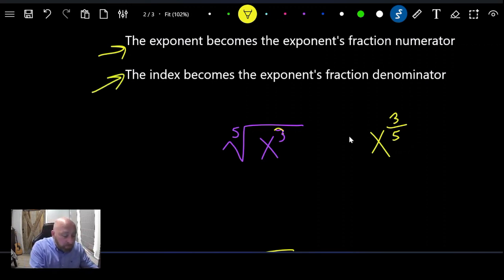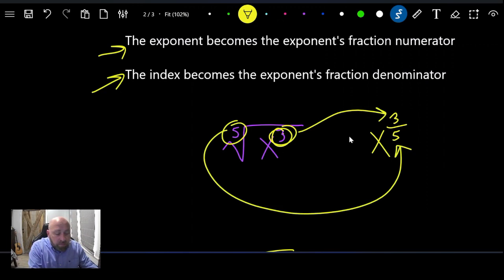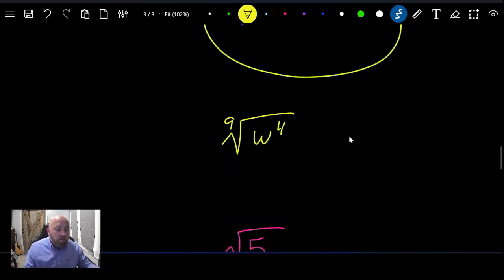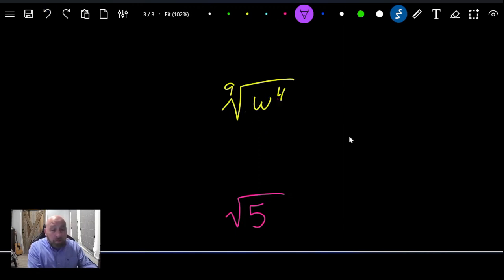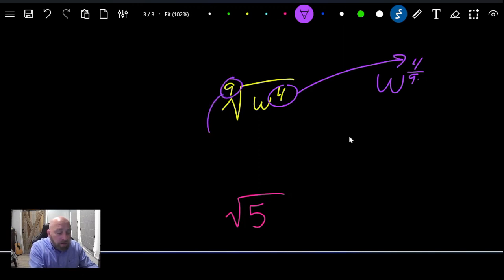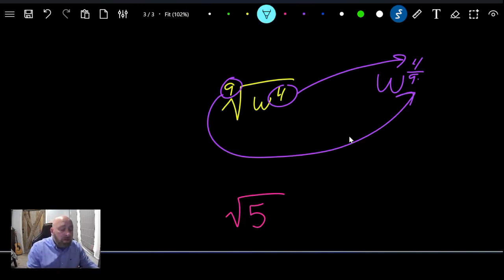The exponent becomes the numerator. The index becomes the denominator. It's that easy. It really is. So don't make it harder than it is. Okay, so let's do another one. All right, so now W is going to become our base. The radicand is the base, so W to the 4/9. Why? Because the exponent becomes the numerator and the index becomes the denominator. That's it. Again, don't make this harder than it needs to be.